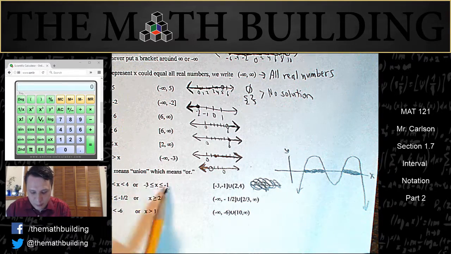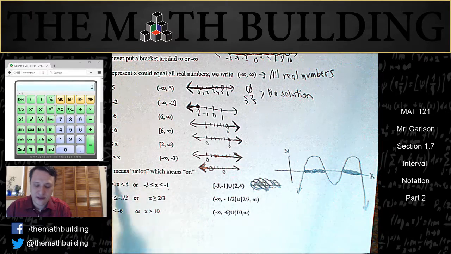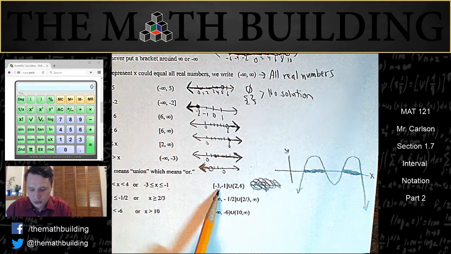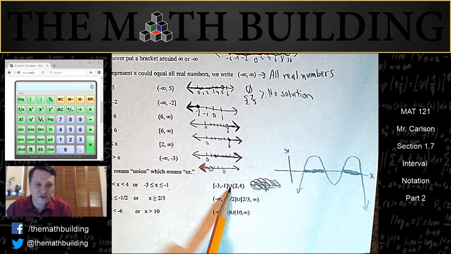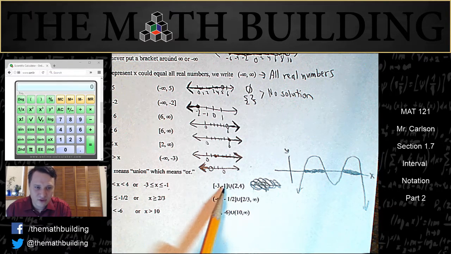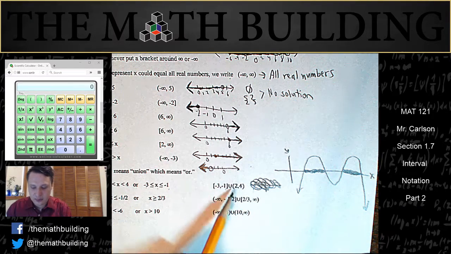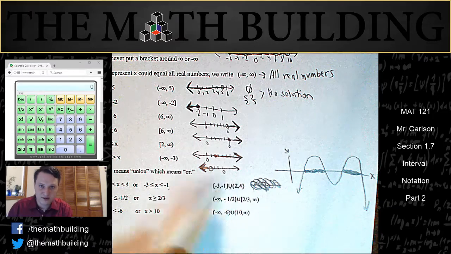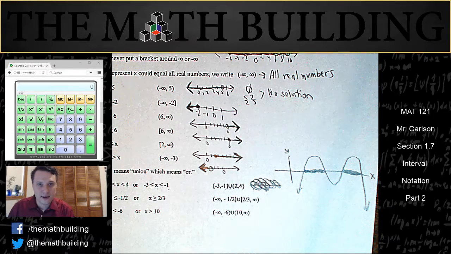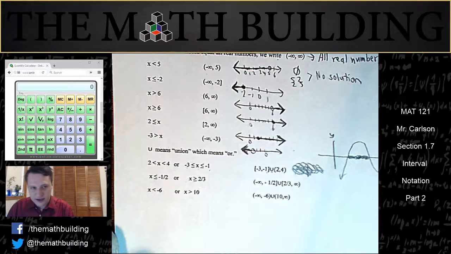If we have two separate intervals and the x value could be inside either one of them, you write the two intervals with an or sign in the middle. And notice that I put the smaller one first. I put -3 to -1 first because that's to the left, and I put 2 to 4 on the right because that would be higher up the number line. Let's look at the next one.